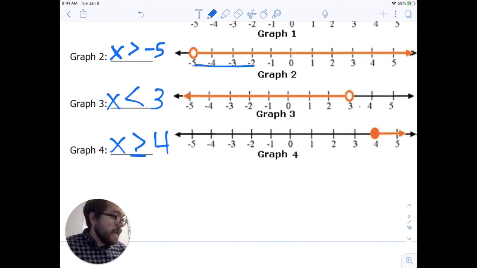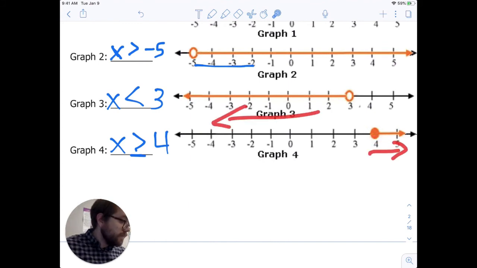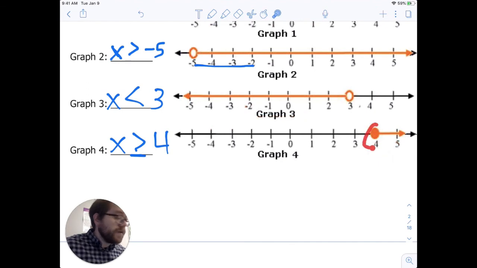So for each of these, I look at where it is starting, what number it's starting at, what direction it is going, and then whether it's an open or closed circle. And that tells me how to write my inequality.